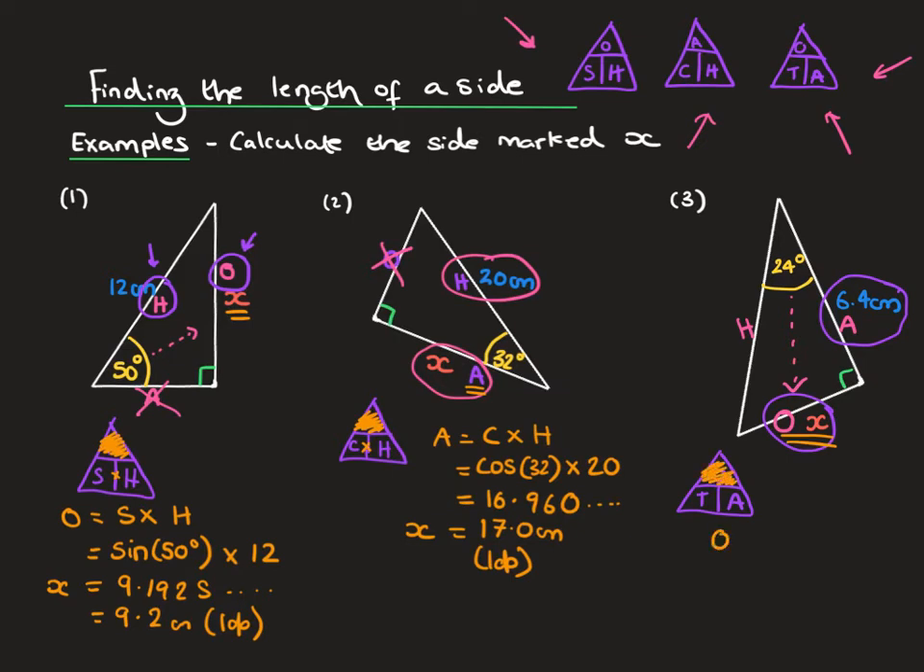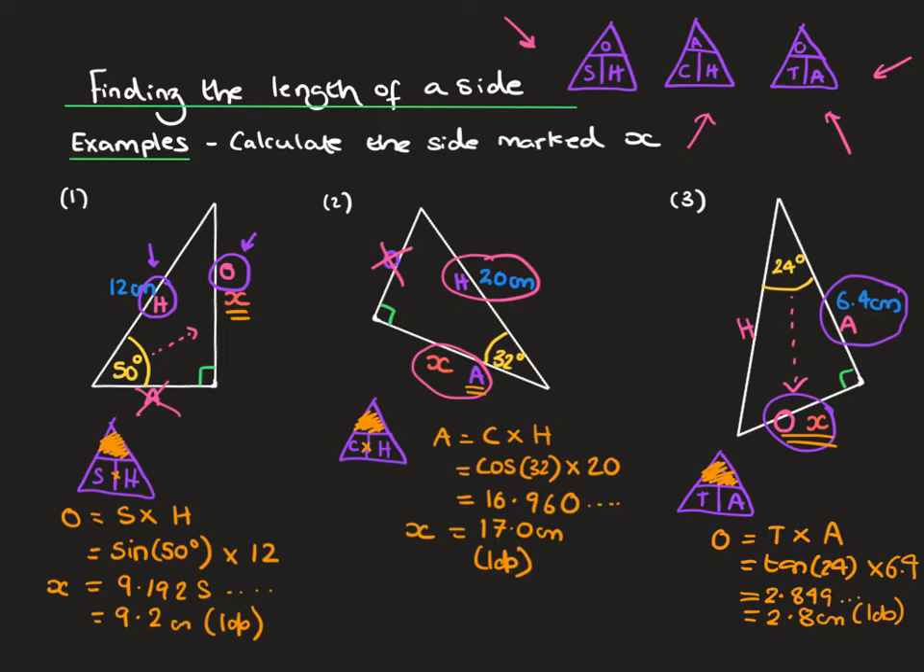And then O is equal to T multiplied by A, but the T actually stands for tan of the angle, tan 24, multiplied by the adjacent 6.4, and we input this into our calculator, and this gives us 2.849 ... which is 2.8 centimetres to 1 decimal place.